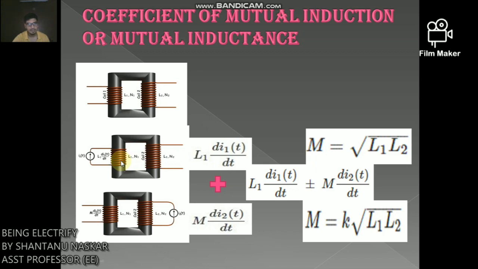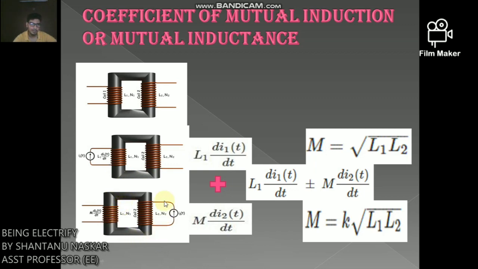Coil 1 is, we will apply a time varying current in coil 1 and the coil 2 open circuit. Then the voltage induced across the coil 1 will be L1 di1(t) by dt.